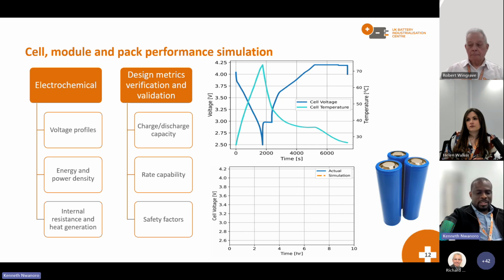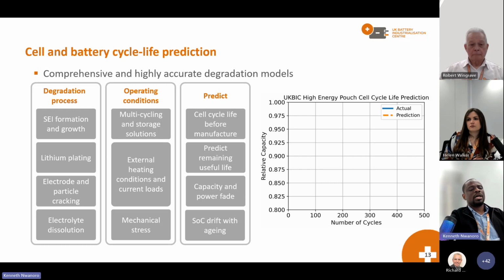In the next slide, I am going to talk about the cell and battery life prediction that we do here at UKBIC. Cell cycling is very time-consuming and expensive. So we've developed some highly accurate models that capture some of the degradation mechanisms in lithium-ion battery cells, modules and packs. We can model different degradation processes, including SEI growth and lithium plating, all these side reactions that happen in the cell that result in power fade and capacity fade.